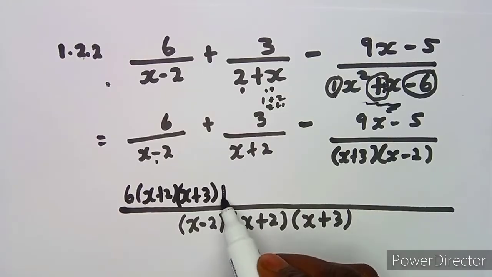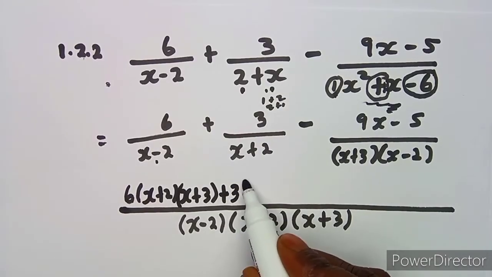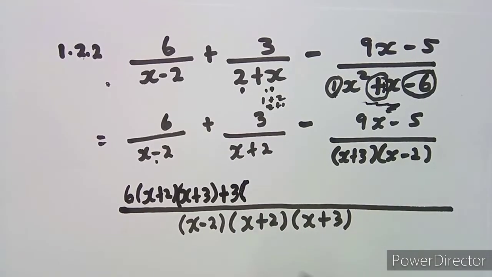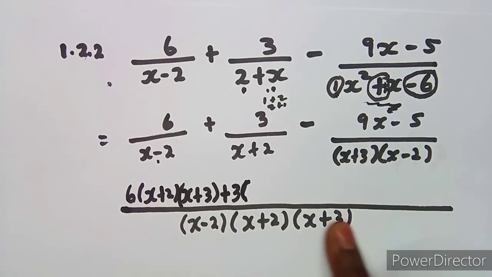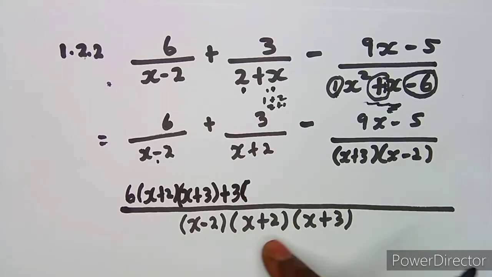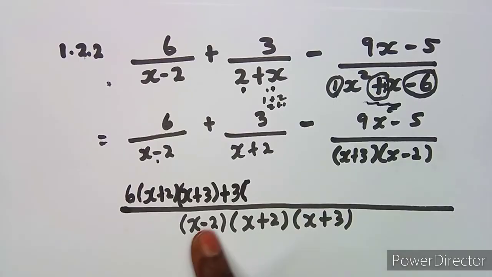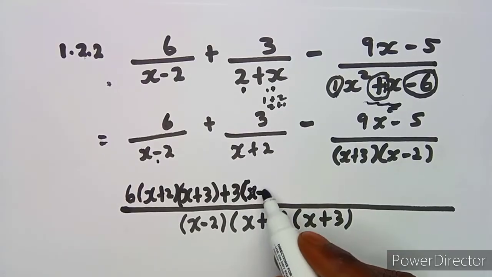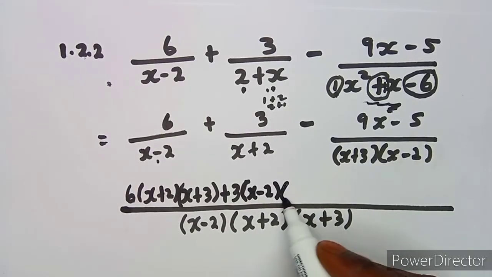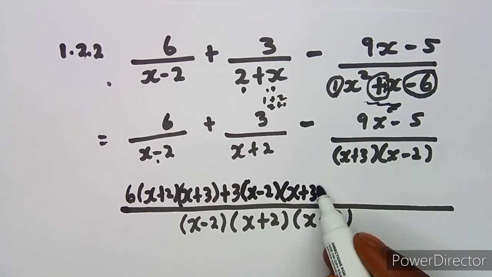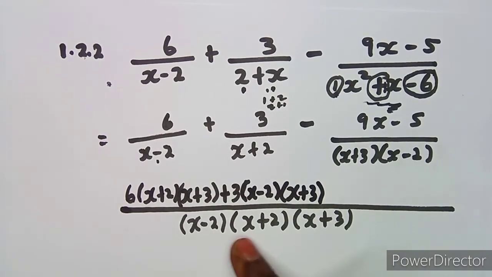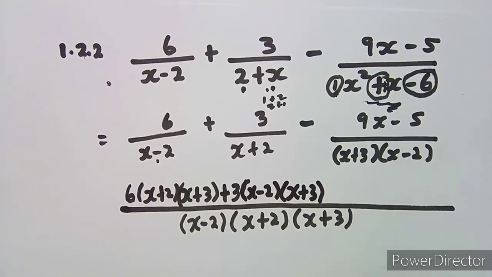All right, plus 3 multiplied by whatever that you're going to have. So you divide again your LCD, this one, this is your LCD, divide by x plus 2. So as you can see, x plus 2 will cancel. So you're going to be left with x minus 2. Here you're going to be left with x plus 3. So you don't cancel, you just assume cancelling, but you don't cancel.